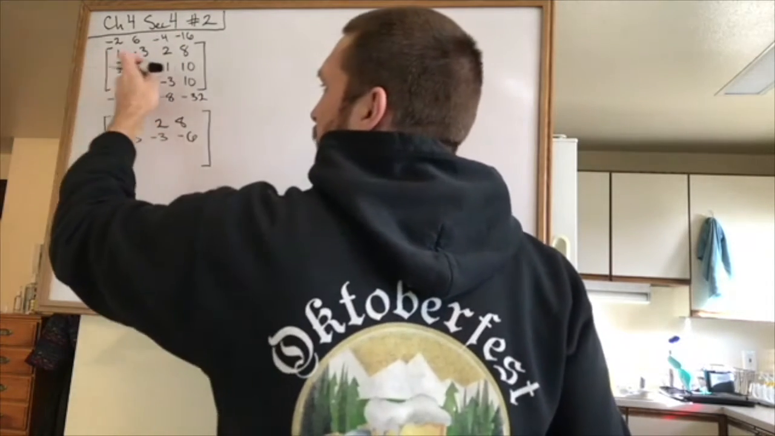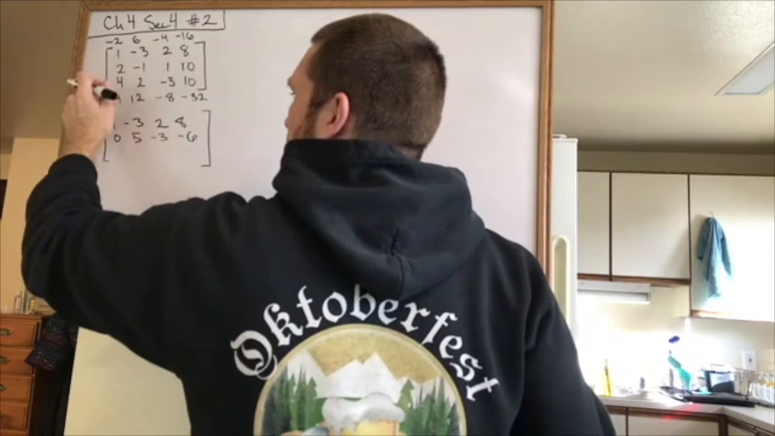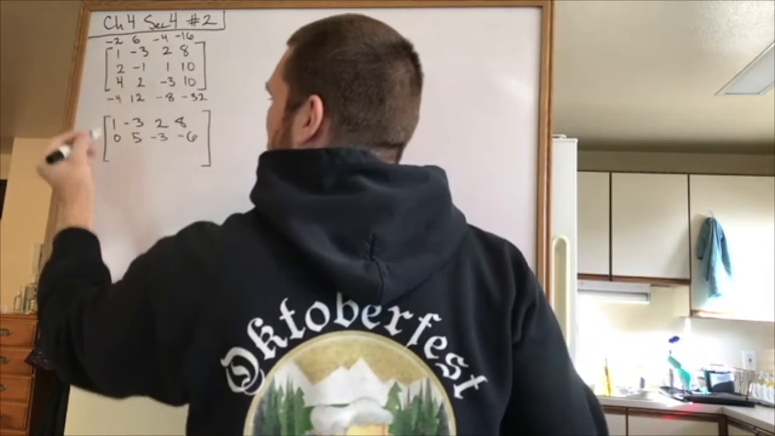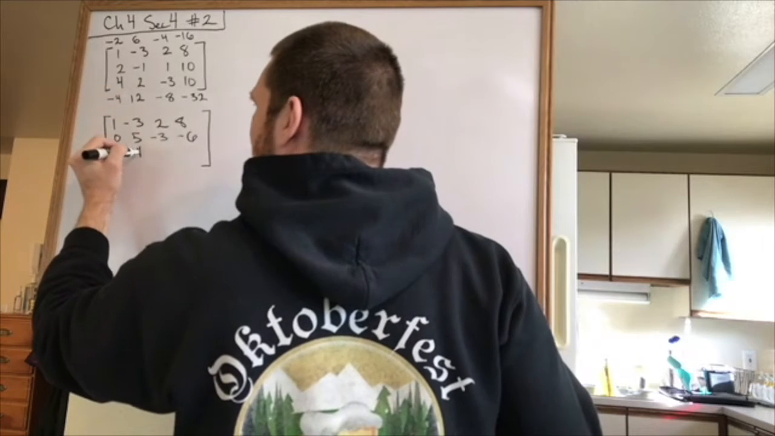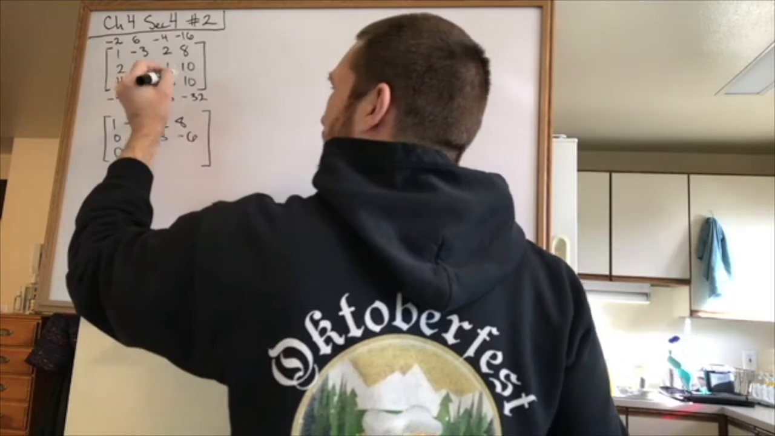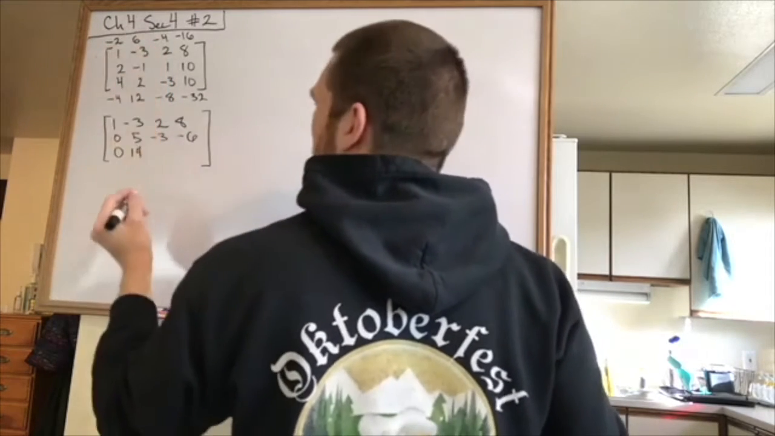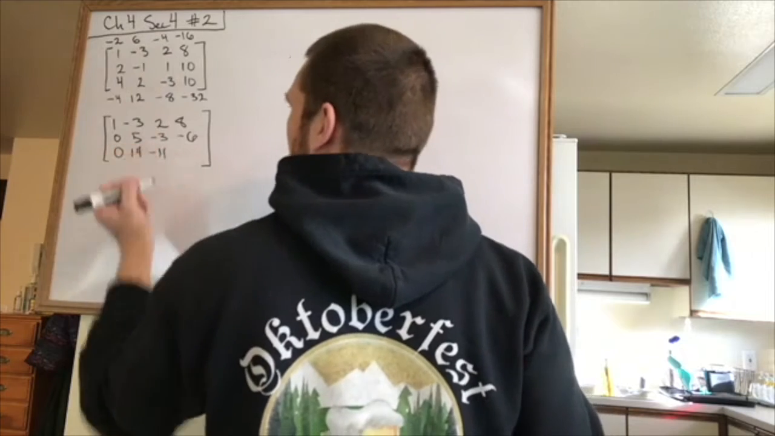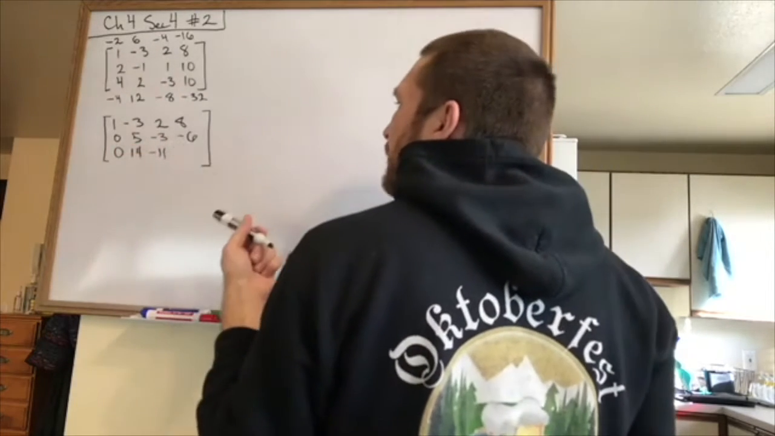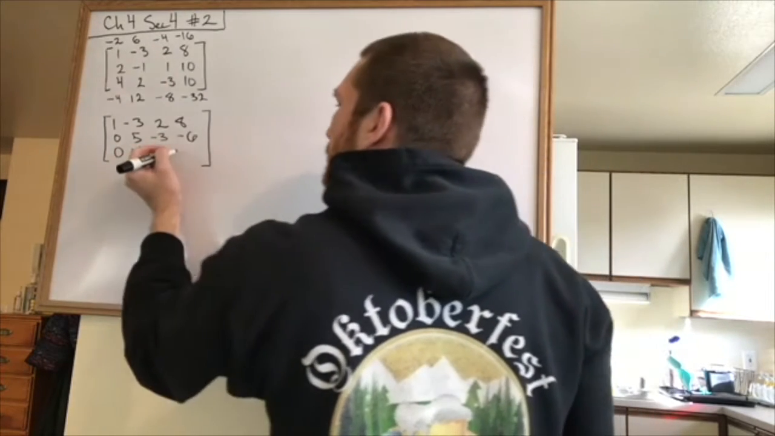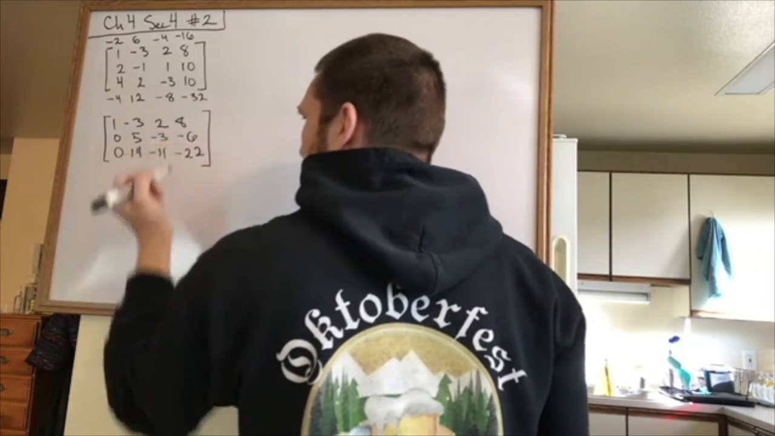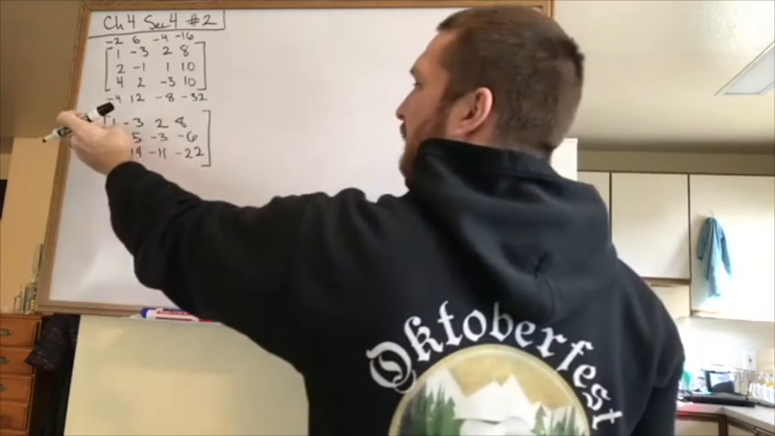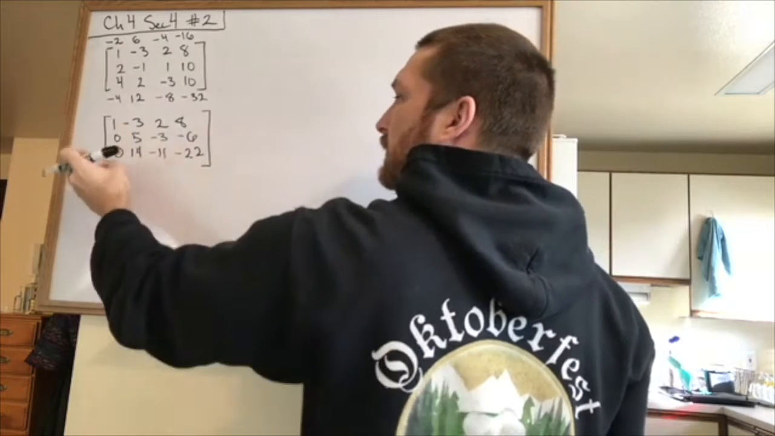And for the bottom row, 4 and -4 give me a 0. 2 and 12 are 14. -8, 9, 10, 11, so -11 for that one. Now, -32 plus 10 should give me a -22. Okay, now we have our leading one and a column of zeros.